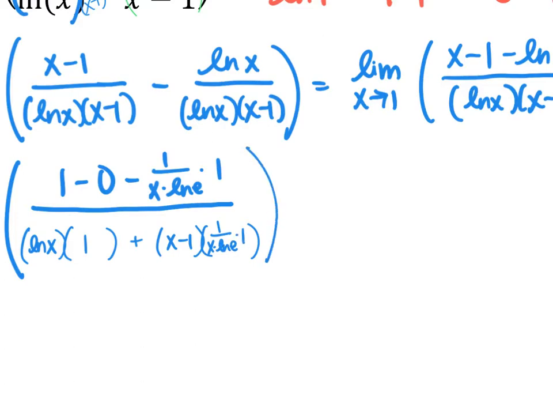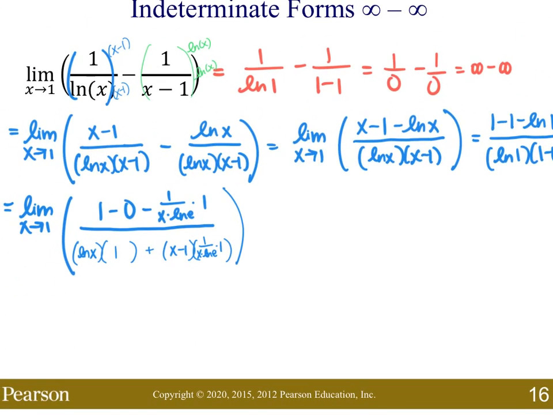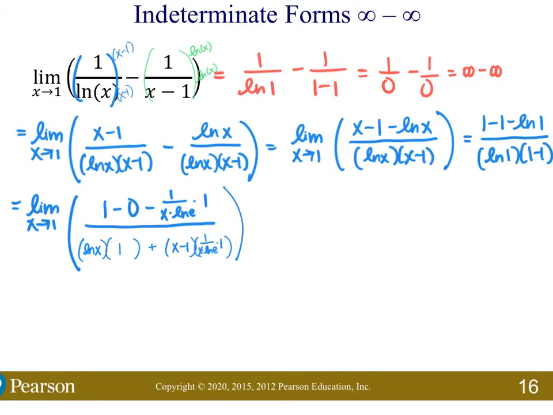Now let's do some big time simplifying here. There's a lot of things that we can clean up about this. We don't need the natural log of e, that's redundant. We don't need 1, that's redundant. We don't need the 0. So we have the limit as x approaches 1 of 1 minus 1 over x over natural log of x plus x minus 1 over x.